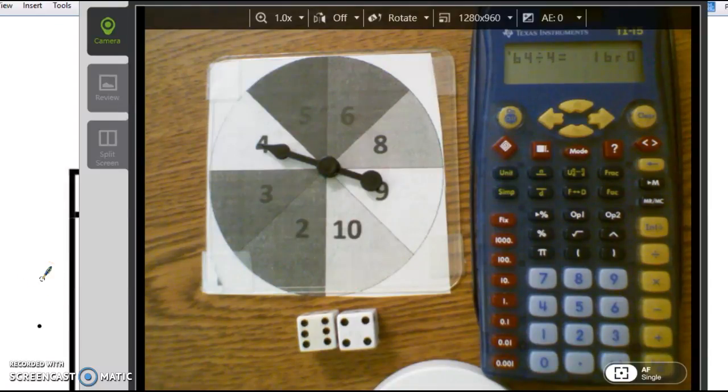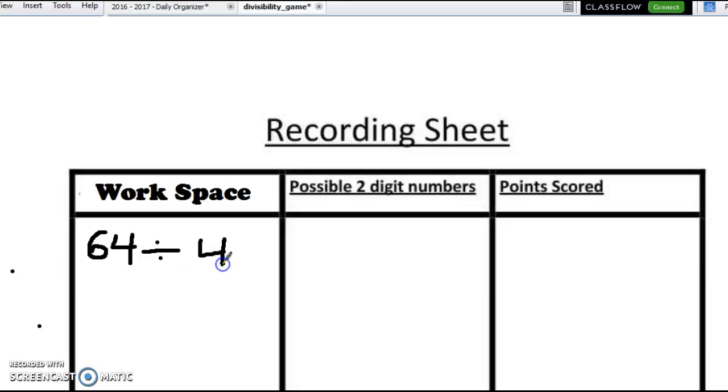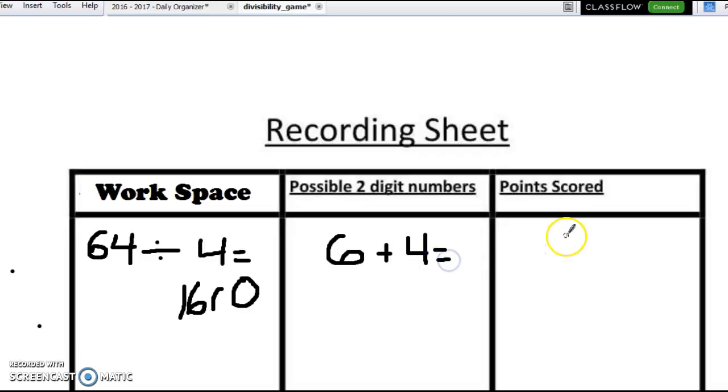I need to plug that into my answer sheet. So I was doing 64 divided by 4. My answer was 16 with a remainder of 0. So in this case, I take the 64 and I separate the digits. There is a 6 in 64 and a 4 in 64. When I add those together, I get my total points scored. I'm trying to score more points than my opponent.